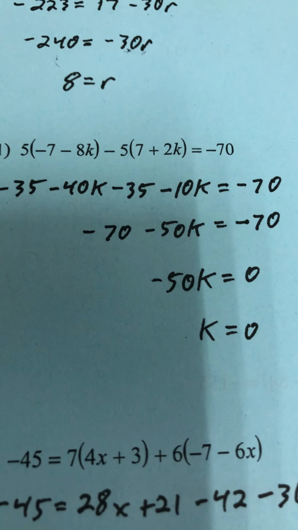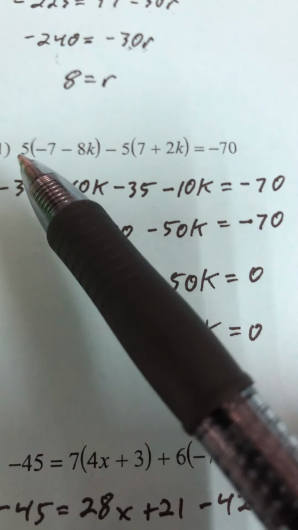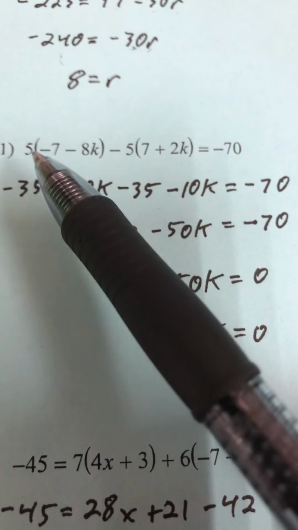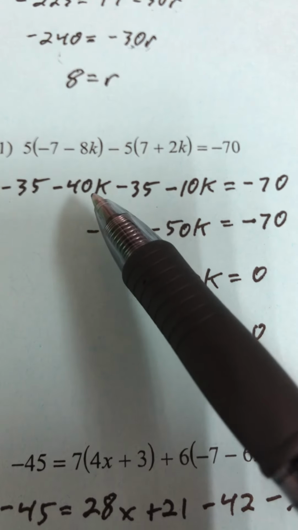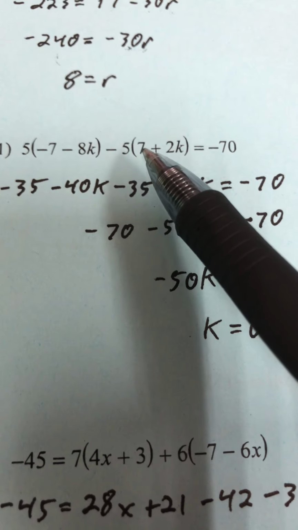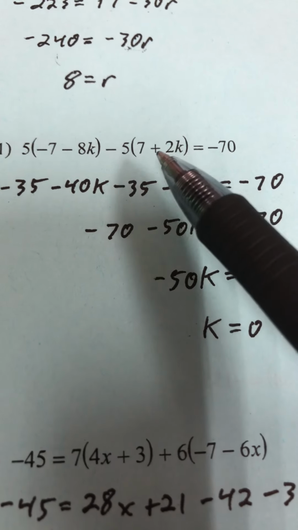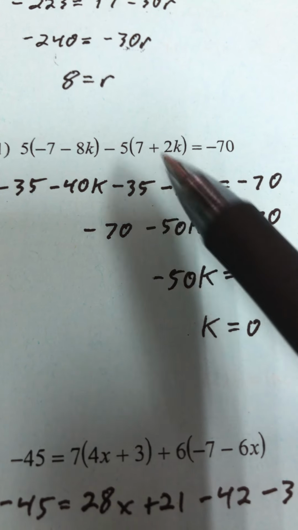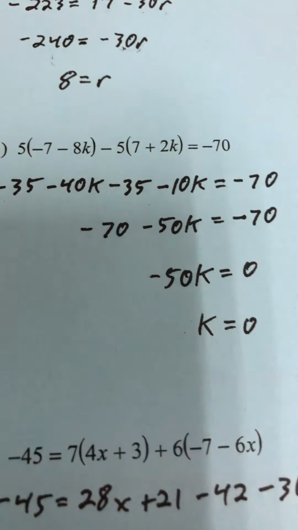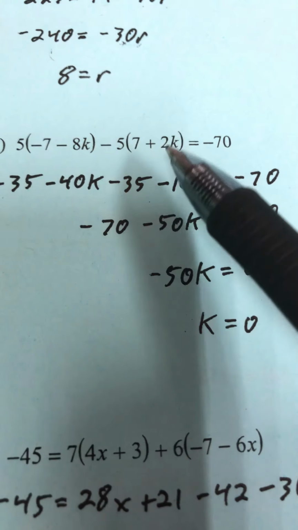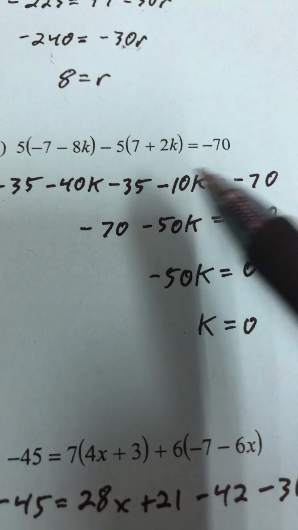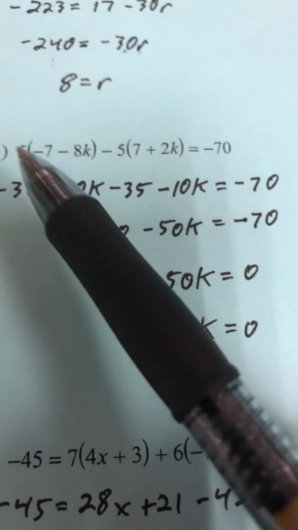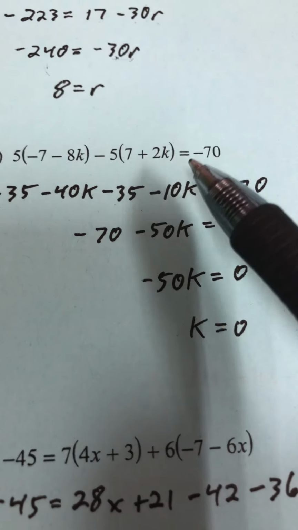Number 11, I believe she did it in class. If you weren't there, we did the distributive property. 5 times negative 7 is negative 35. 5 times negative 8k is negative 40k. Negative 5 times 7 is negative 35 once again. And I have negative 5 times 2k is negative 10k. Negative times a positive gives me a negative there. Same with that negative 35. All these were negatives times positives, by the way.